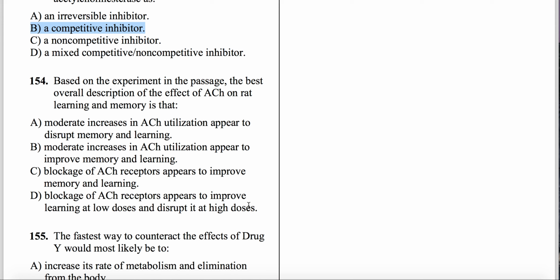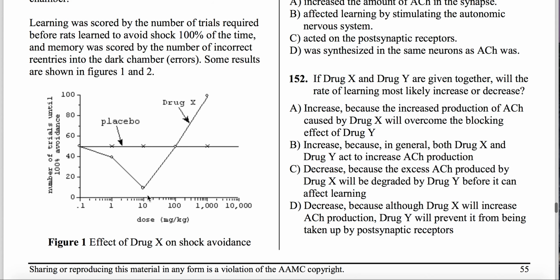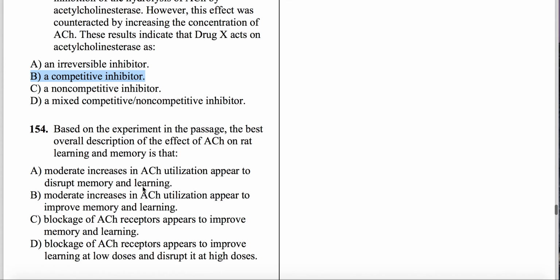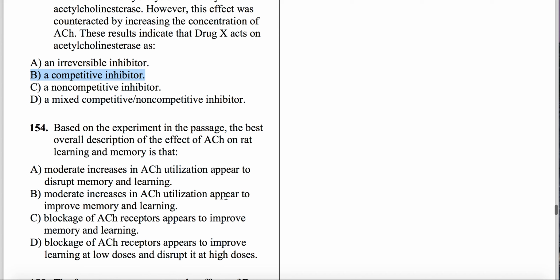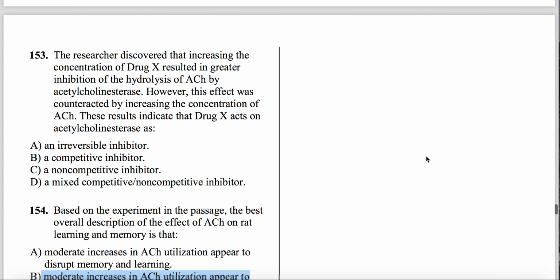Okay. Based on the experiment in this passage, the best overall description of the effect of acetylcholine on rat learning and memory is that moderate increases in acetylcholine utilization appear to disrupt. No, it's the opposite, right? We like that it takes fewer trials for it to learn. Moderate increases in acetylcholine utilization appear to improve memory. That sounds about right. Blockage of acetylcholine receptors appears to improve. No, absolutely not. Doesn't improve anything. Makes it worse. More errors.